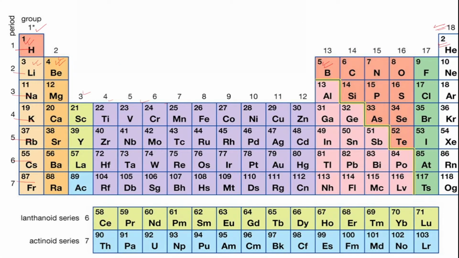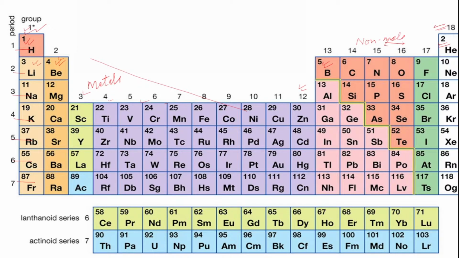So in this way, vertical column number 1 to 12, these are all metals. Number 13, 14, 15, 16, 17, 18 are all non-metals.